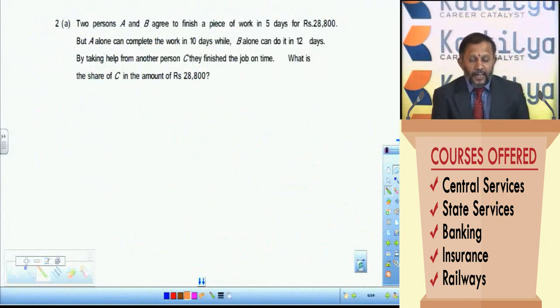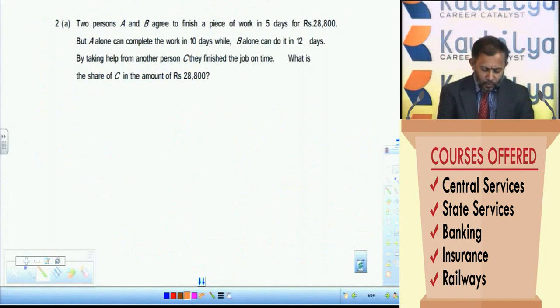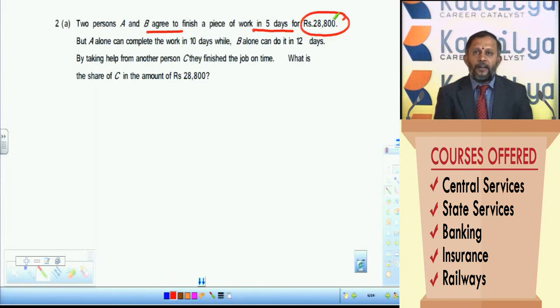Two persons A and B, and of course this is also from a previous paper I appeared. Two persons A and B agree to finish a piece of work in 5 days, and for that they can get an amount of 28,800. So they enter into a contract to complete a work in 5 days. For that they can get a remuneration of 28,800.